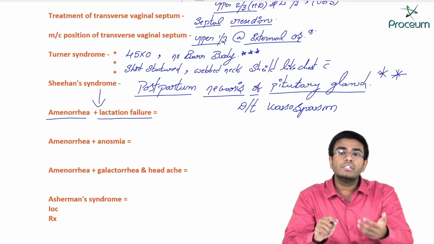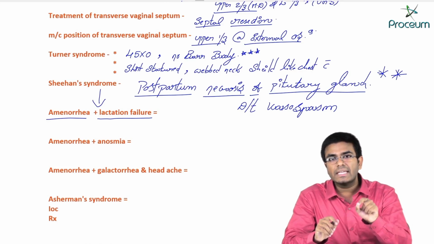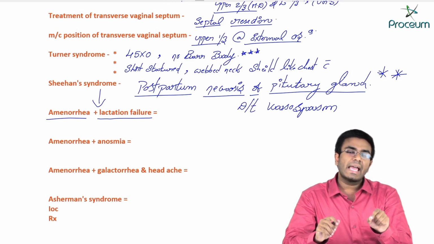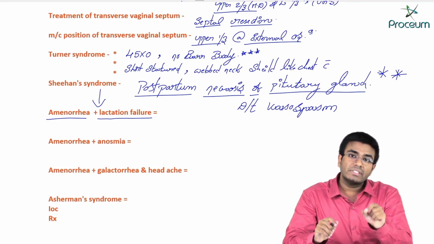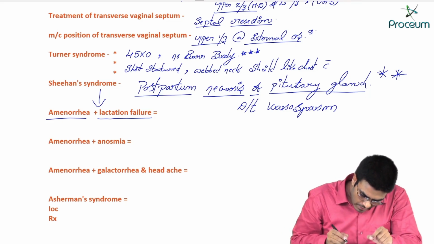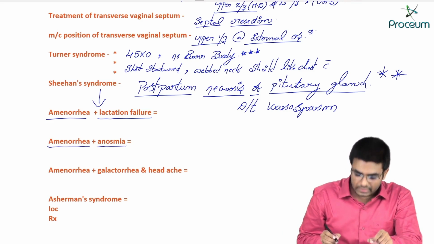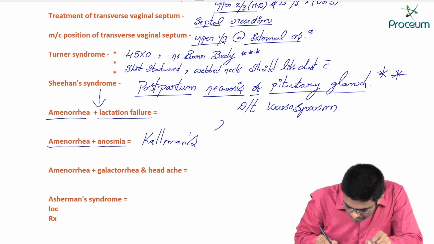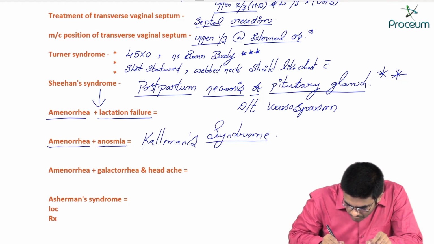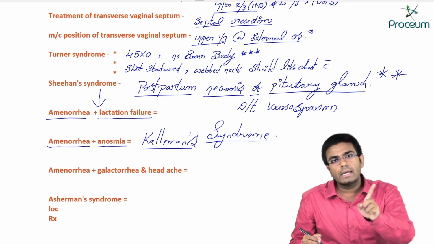Because of that, she will present to the clinic with features of amenorrhea. Along with that, they will mention that this female is having features of anosmia. Okay, no smell sensation. So definitely they are asking about Kallmann syndrome. Amenorrhea in the background of anosmia, they are talking about Kallmann syndrome. Okay, failure in the migration of gonadotropin producing neurons from the olfactory placode to the hypothalamus.